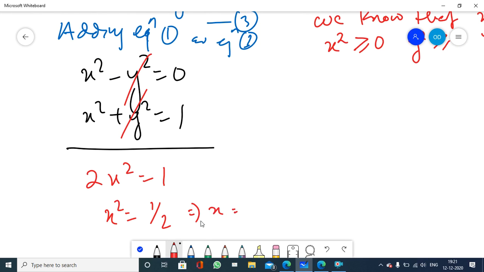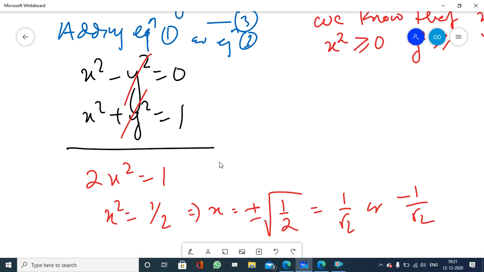Then what is x? See, x is a real number and x square is equal to 1 by 2. So x is plus or minus root over 1 by 2. It is either 1 by root 2 or it is minus 1 by root 2. You get my point so far?